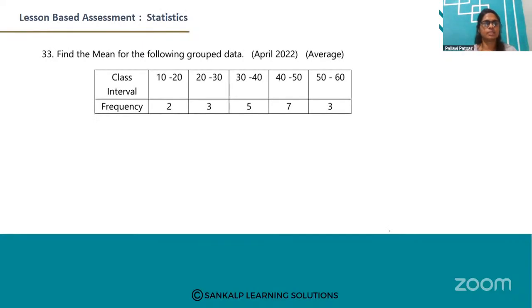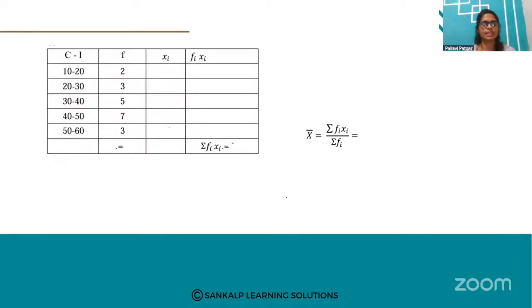Look at question number 33. Find the mean for the following grouped data. So here, first find the class mark xi for each class interval. Here class mark is the midpoint of the class interval, so calculate it as lower limit plus upper limit divided by 2.